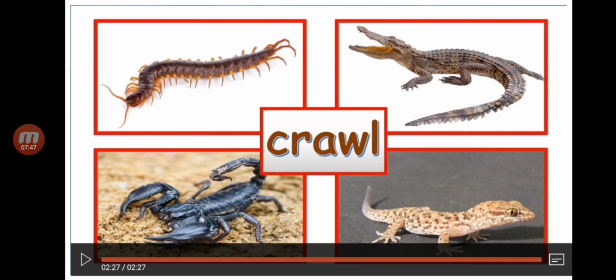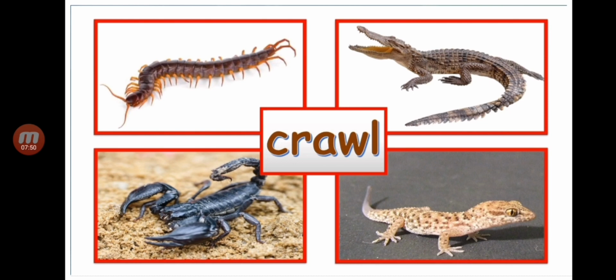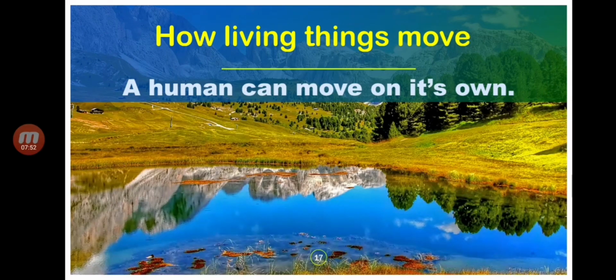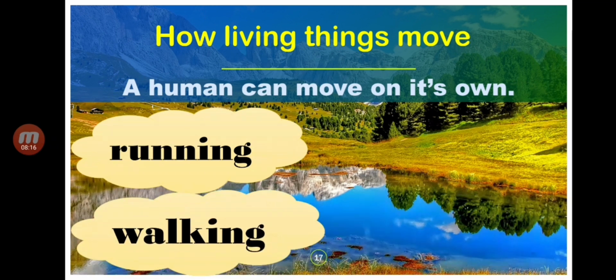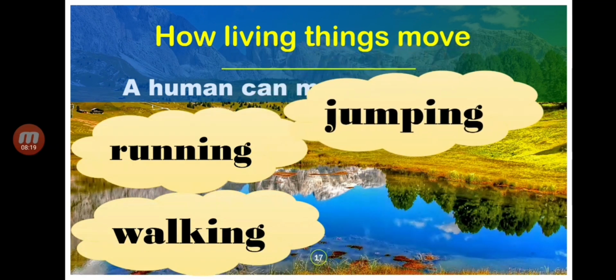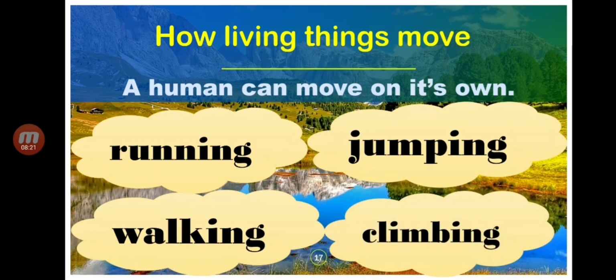Okay, that is all about animals and how they move. Let's proceed to next. How living things move. Let's talk about now human. A human can move on its own. Yes, because human is an example of living things. How can a human move on its own? First, running, next walking, and jumping and climbing.